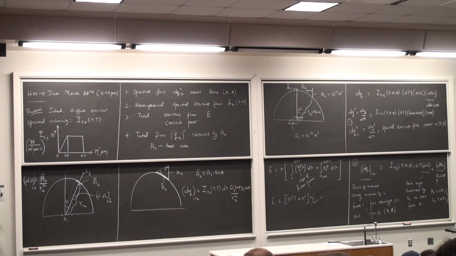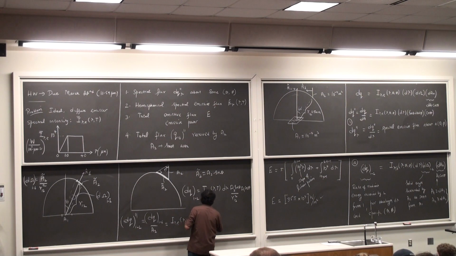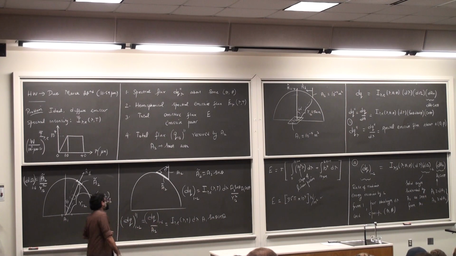Divide through by the area A2, I get the flux. So dq double prime is just dq 1, 2 by A2, which is I lambda comma E, all of these guys, and then d lambda, A1, sine theta, cosine theta.